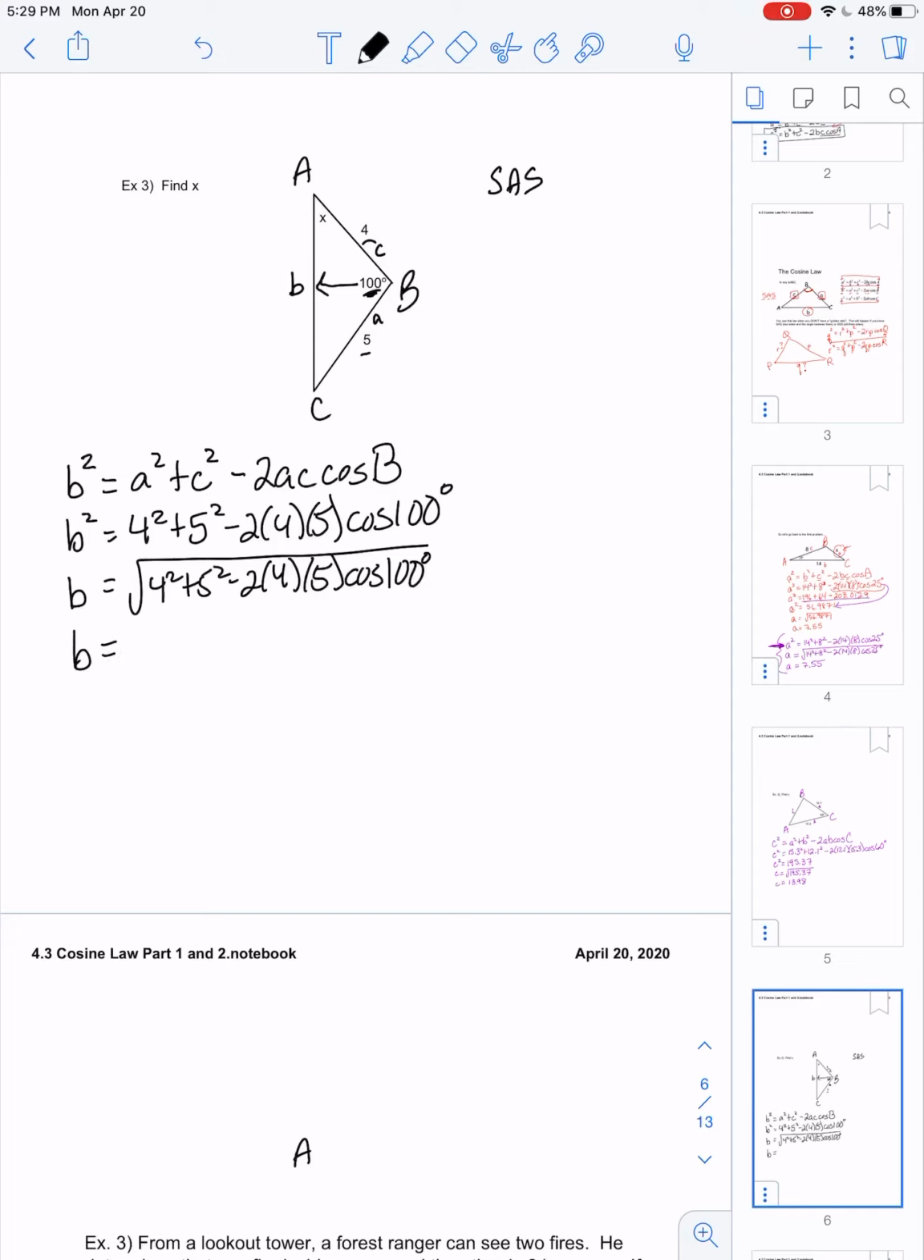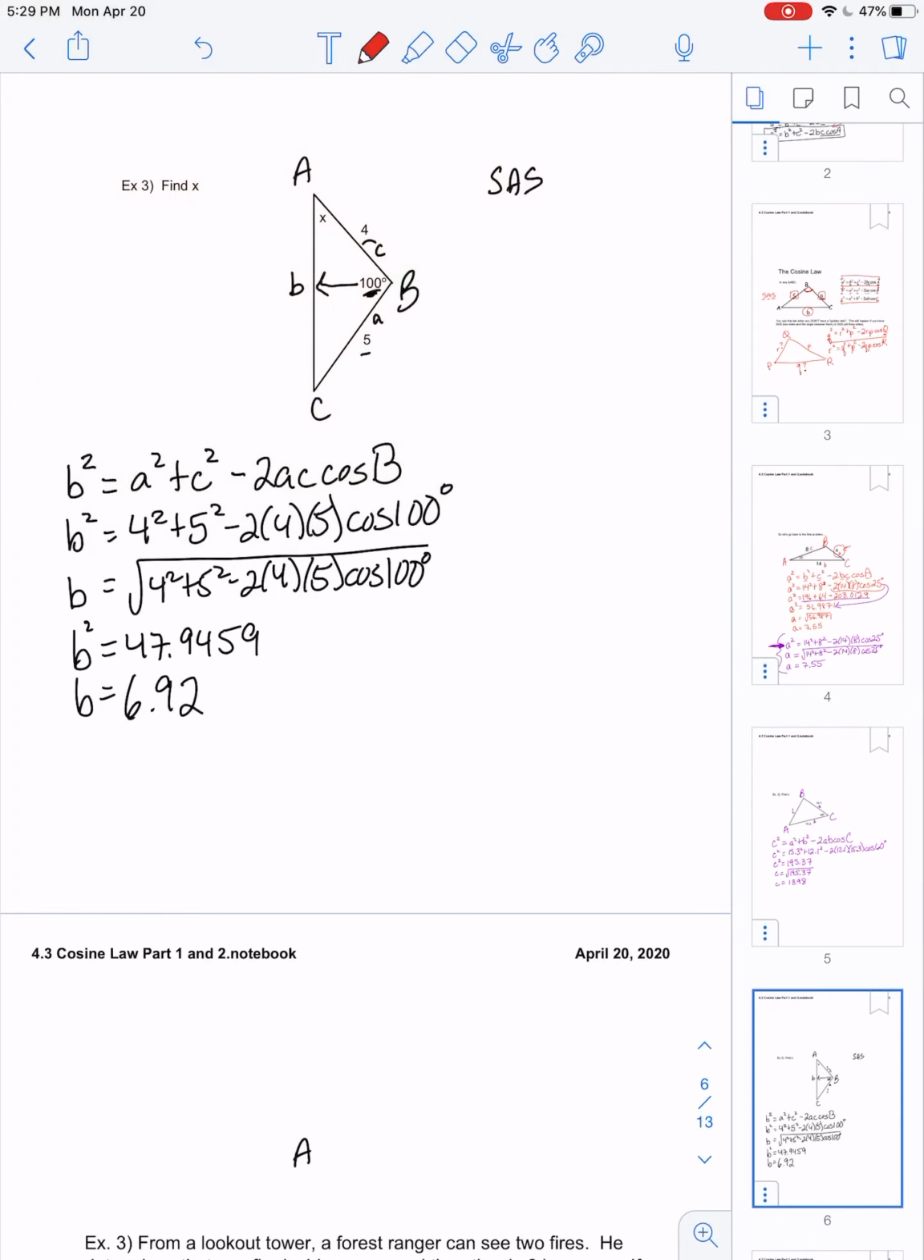Okay, so on my calculator, I'm doing it like this. 4 squared plus 5 squared minus 2 times 4 times 5 times cosine of 100. Then I hit equals. And that was 47.9459. And now I need to square root that answer. Here, let's just write that down. 47.9459. So B equals the square root of that answer, which is about 6.92.